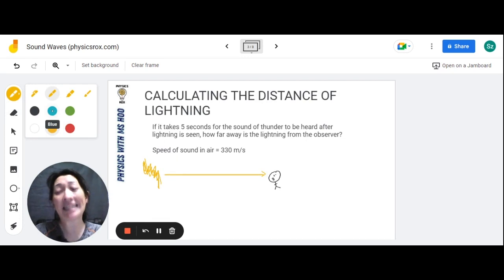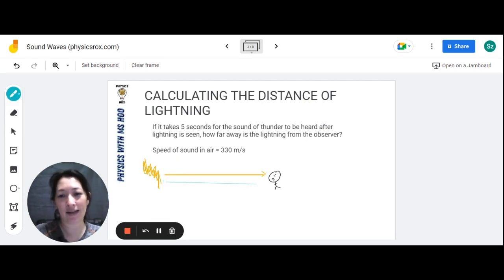So we can see lightning because the light has traveled to our eyes, and we can hear thunder because the sound has reached our ears. But because the speed of light is very, very high, it's about 3 times 10 to the power of 8 meters per second, about 300,000 kilometers per second.